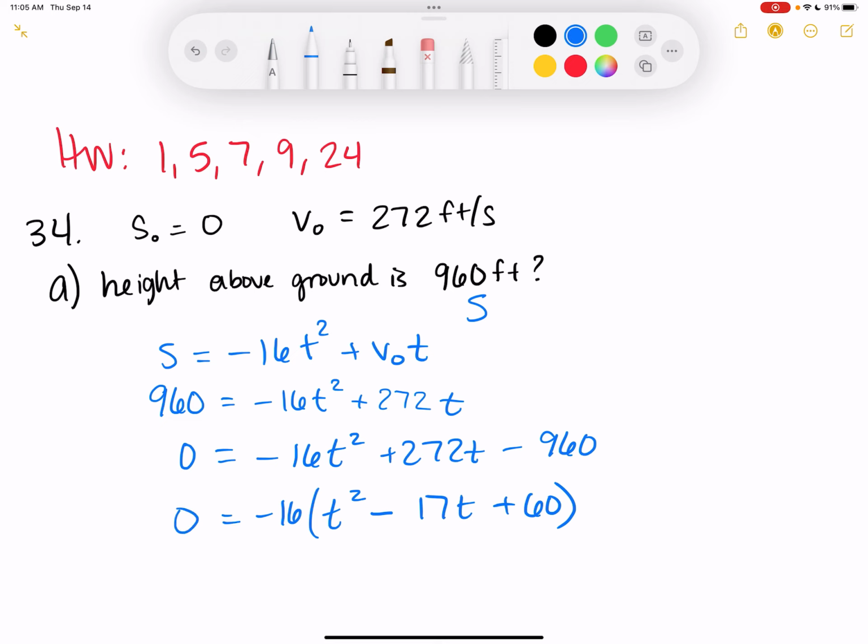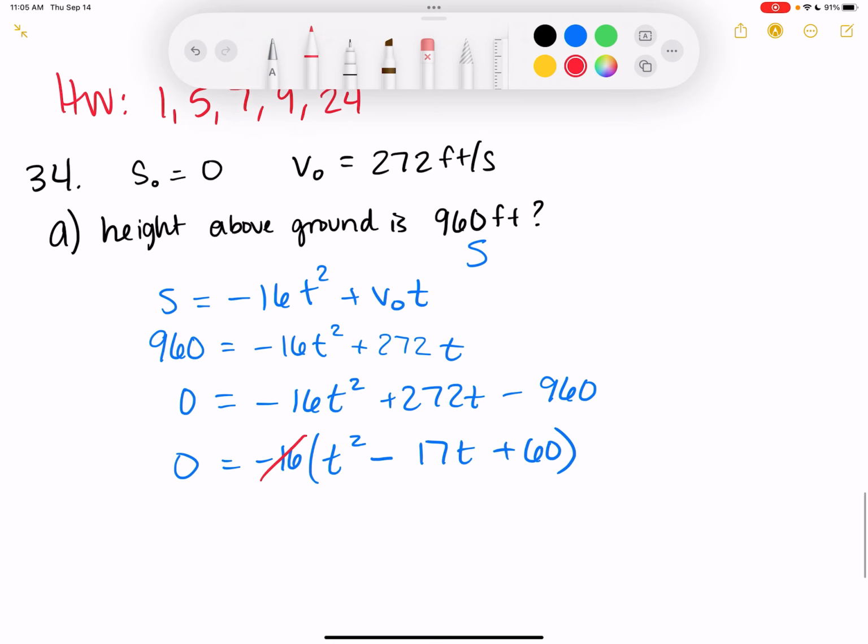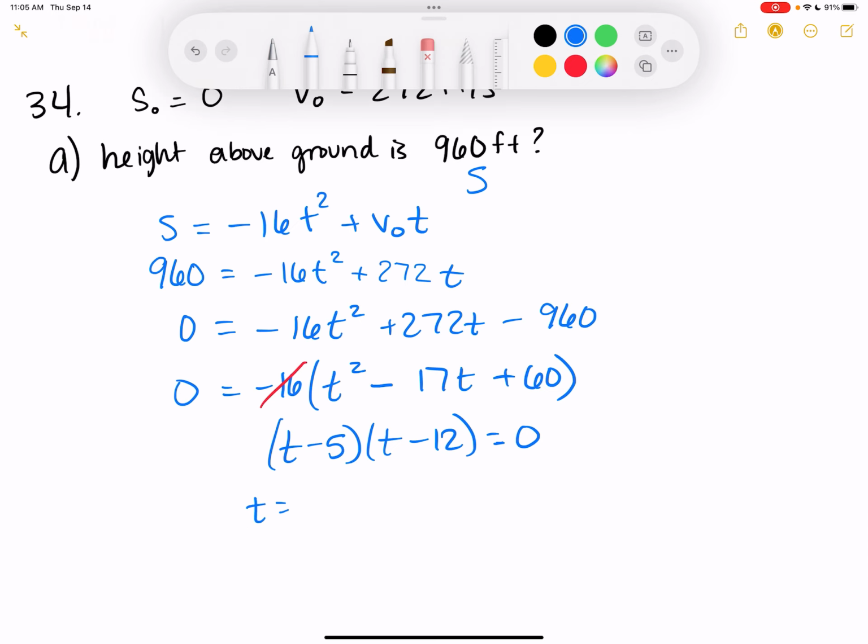And so this 16 is going to go away, because dividing it over here, 0 divided by negative 16 is just 0, so that's gone. Then I need factors of 60 that give me negative 17. Negative 5 and negative 12. So that's going to be t minus 5 and t minus 12. We set that equal to 0. So we get t is equal to 5 or t is equal to 12.